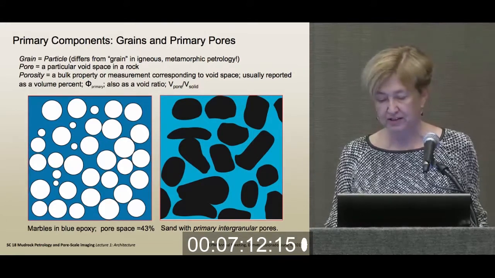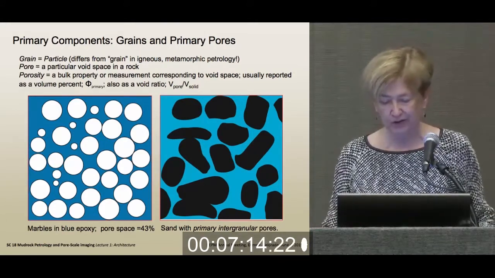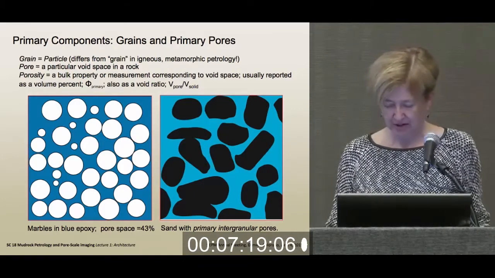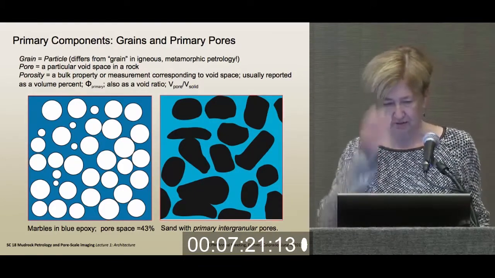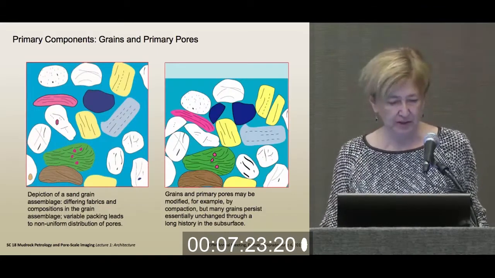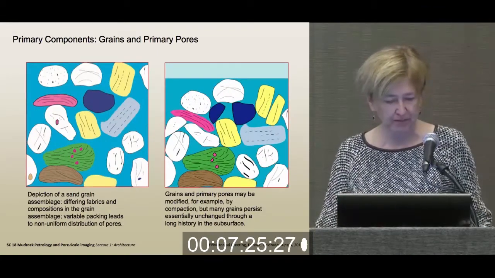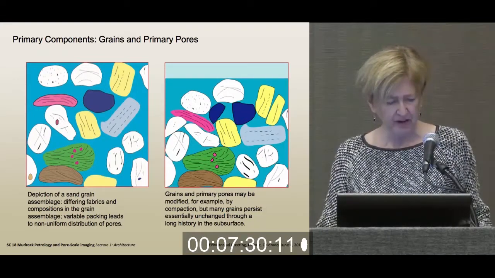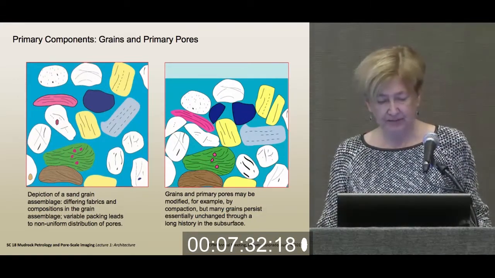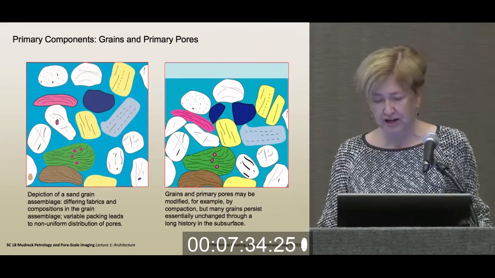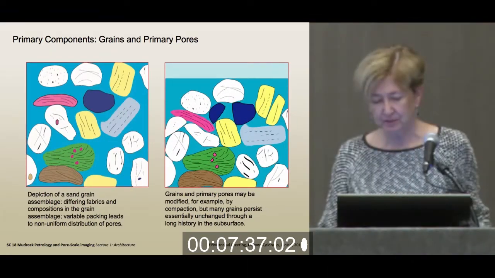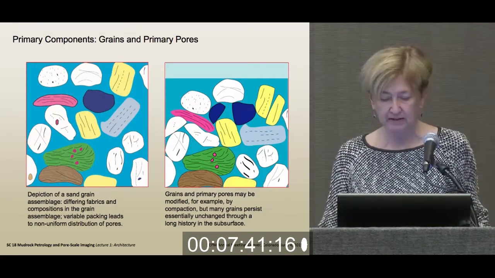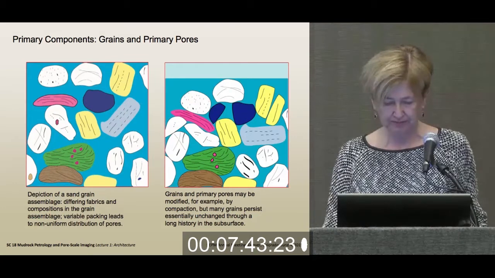Of course, this is a more realistic depiction. Sand grains are not spheres, and when you stack them up, you get very irregular spaces. Here's an even more realistic depiction. Grains are not all the same size, they're not all the same composition, and the spacing between them, the primary intergranular pores, can be modified by compaction.